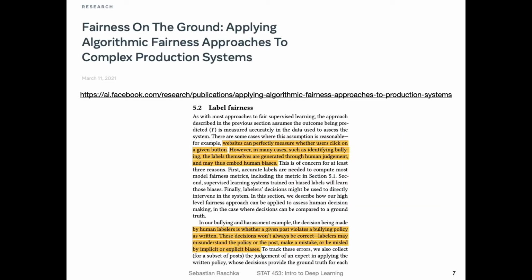Yeah, related to the topic of safety, there's also another important topic, fairness. So how do we design fair machine learning and deep learning systems? Facebook had a blog post on that topic this week called On the Ground, Applying Algorithmic Fairness Approaches to Complex Production Systems. And in this blog post there was also a link to a research paper. It's a relatively long paper, but a recommended read. I think it's an important topic.